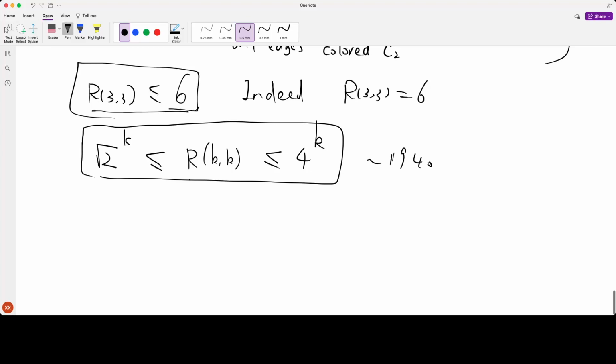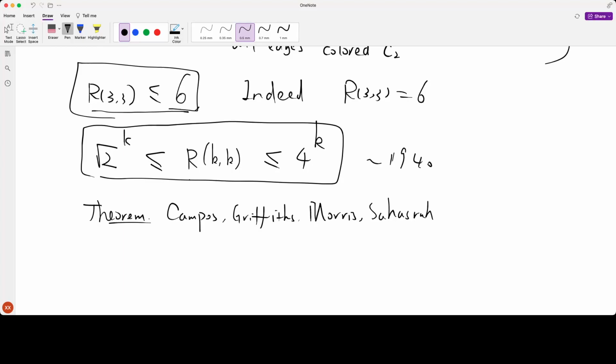Very recently, there is a theorem proved by a group of 4 people. Let me write their names. I think I remember the names: Simon Griffiths, Marcelo Campos, Robert Morris. And I have difficulty pronouncing one name, so I'm sorry for him.